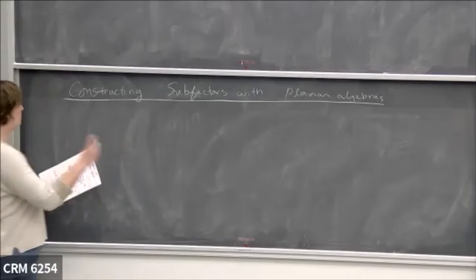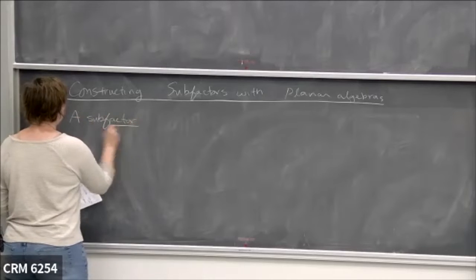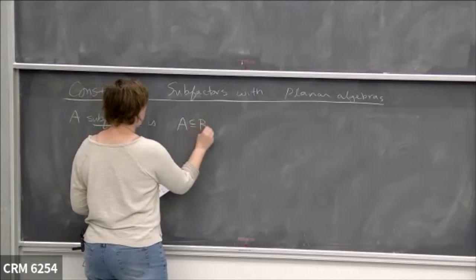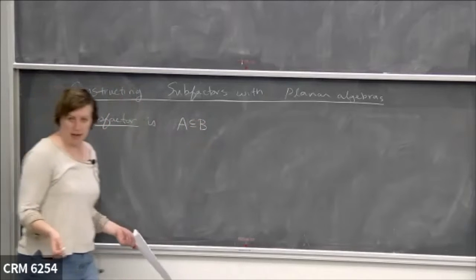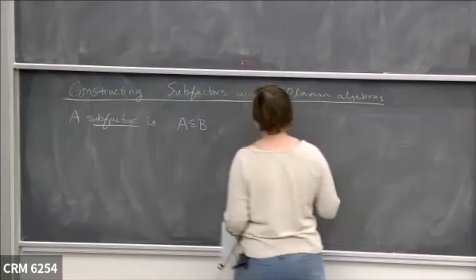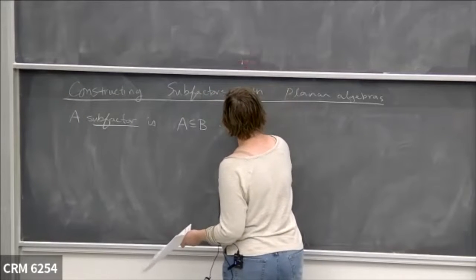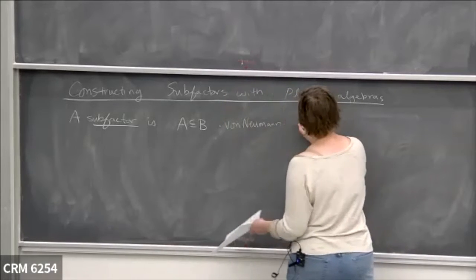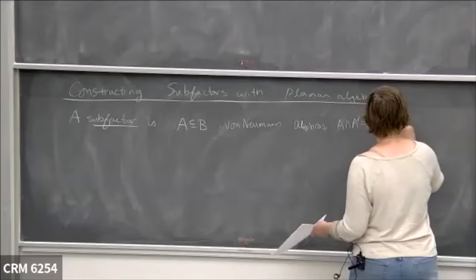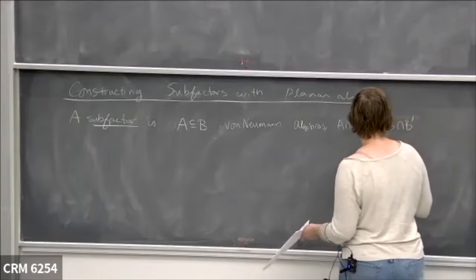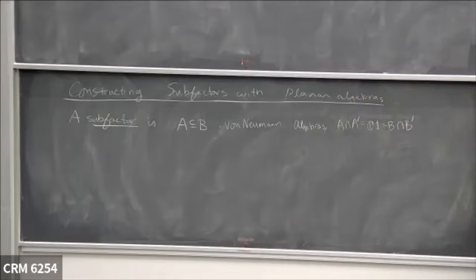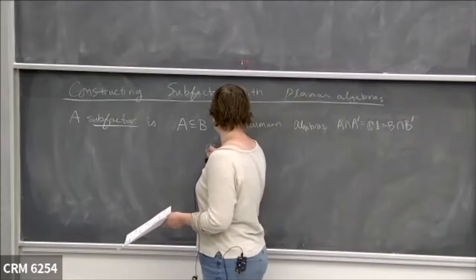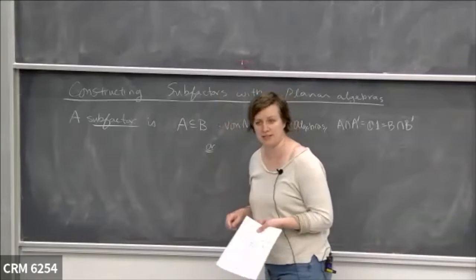Okay, so a subfactor is a pair of von Neumann algebras, and one is contained in the other. That's where sub comes from. And factor means that A and B both have trivial centers. So the only things in A that commute with A are multiples of the identity. Same thing for B. And this is the traditional definition of a subfactor.